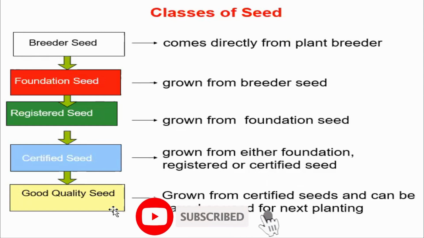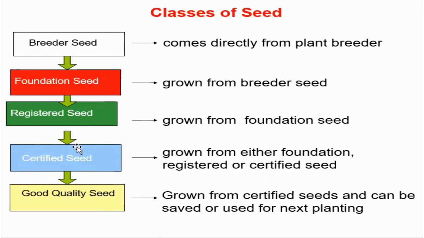And if you want to market it, you can use this kind of certified seed. Then it is followed by good quality seed, which they can prepare for next planting. But for hybrid corn, you cannot do this because hybrid corn will disintegrate during the F2 generation.